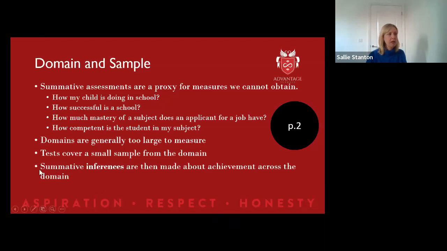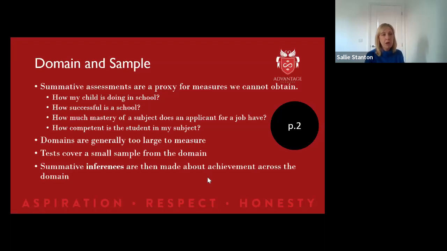And just on this final bullet point, when we make summative inferences, so here we're talking about, for example, a GCSE exam, that's a summative inference. That grade that we give pupils represents something about their achievement across the domain. We're not at that point interested in how students performed on individual items.